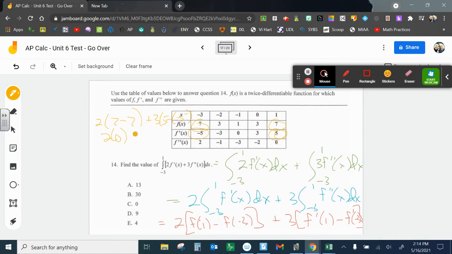And so now I get 5 minus -5 is going to be positive 10. That's 0. 3 times 10 is 30. And that's our answer. Okay? So a lot going on there. It's not as complicated as it looks when you first read the problem, but you just need to break it up using the properties of integrals.